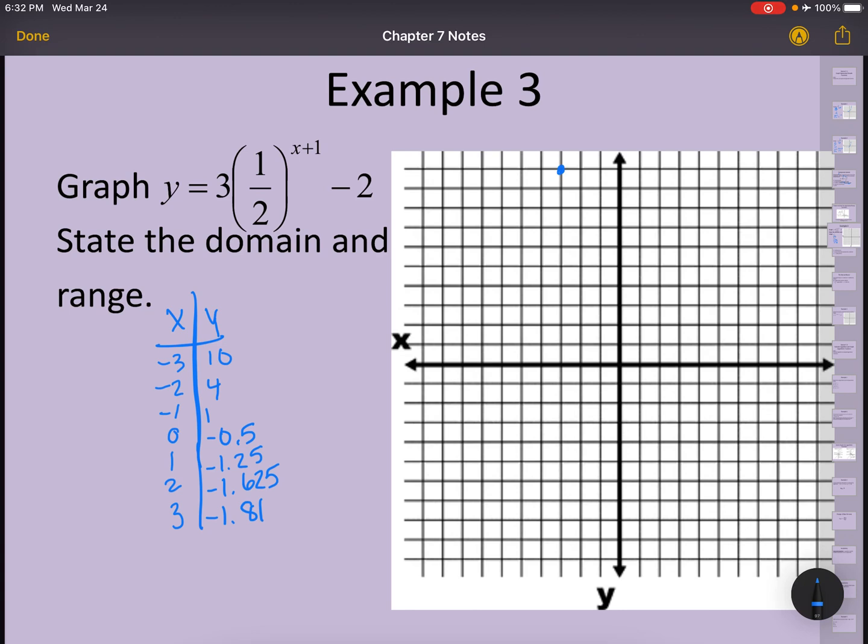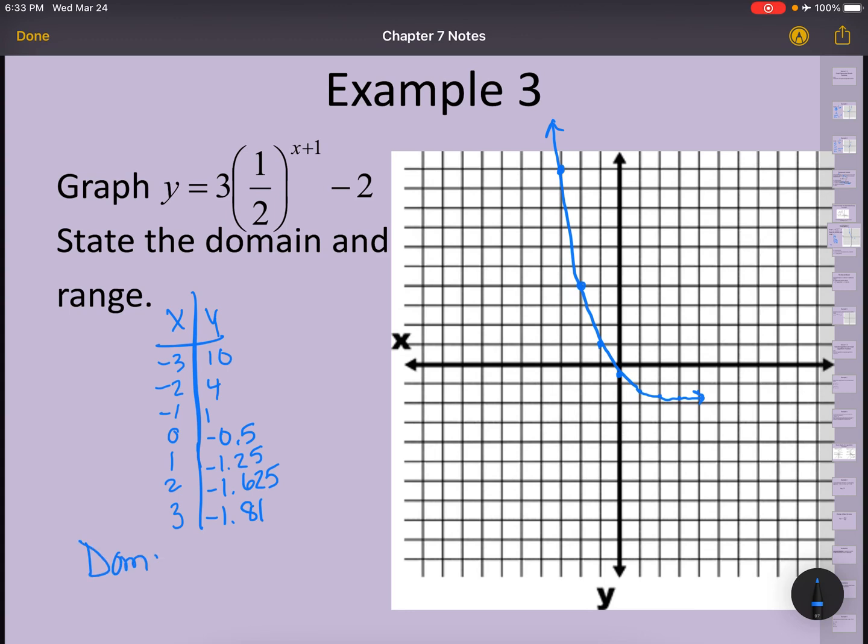Okay, so if we go ahead and graph this at negative 3, 10, okay, negative 2, 4, negative 1, 1, 0 and negative a half of a unit down, at 1, 1 and a quarter of the way down, 2, negative 1.6, at 3 it's getting even closer to negative 2. Okay, so if we connect these, okay, it's approaching the asymptote of negative 2.